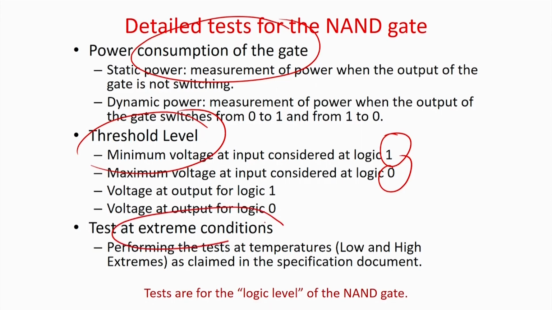Finally, extreme condition tests: if the temperature is very high or very low, whether they will be able to do all the tests on it. Now think, if you want to do it for hundreds and thousands of gates in a circuit, how much time will it require and what will be the cost?